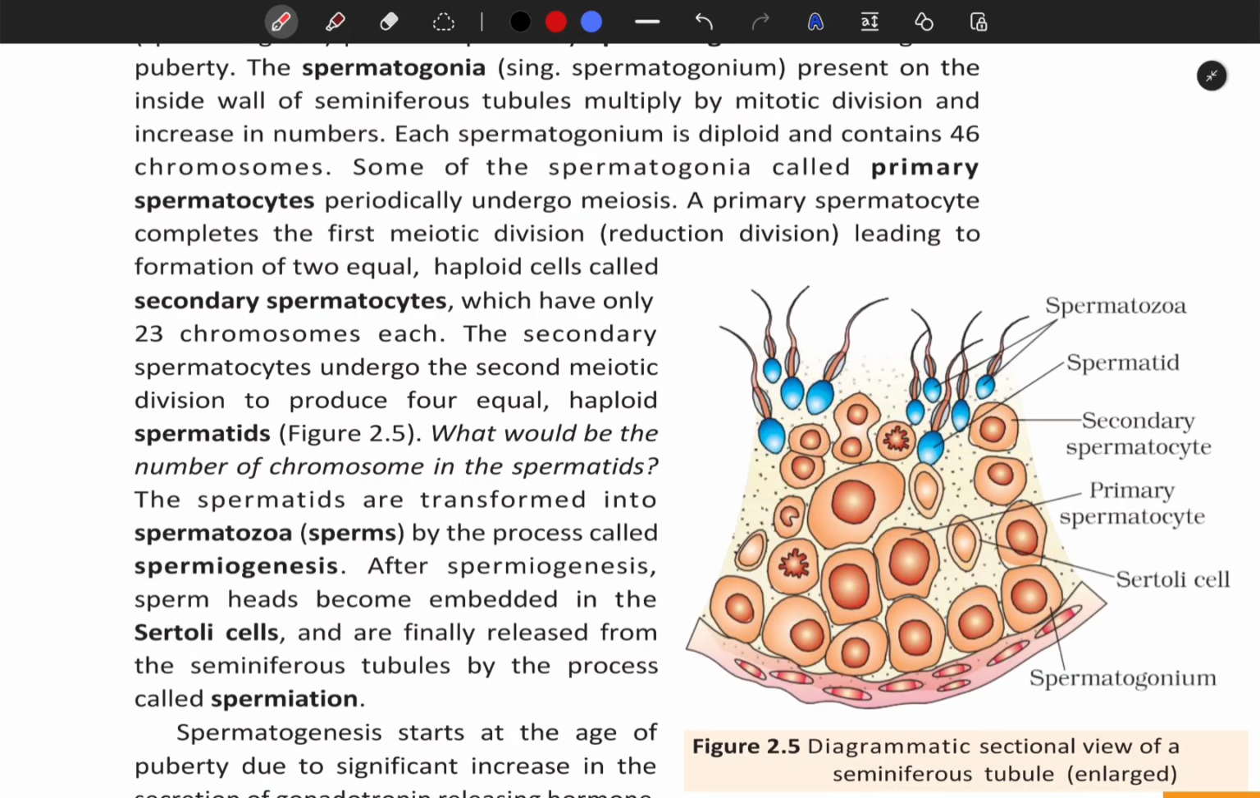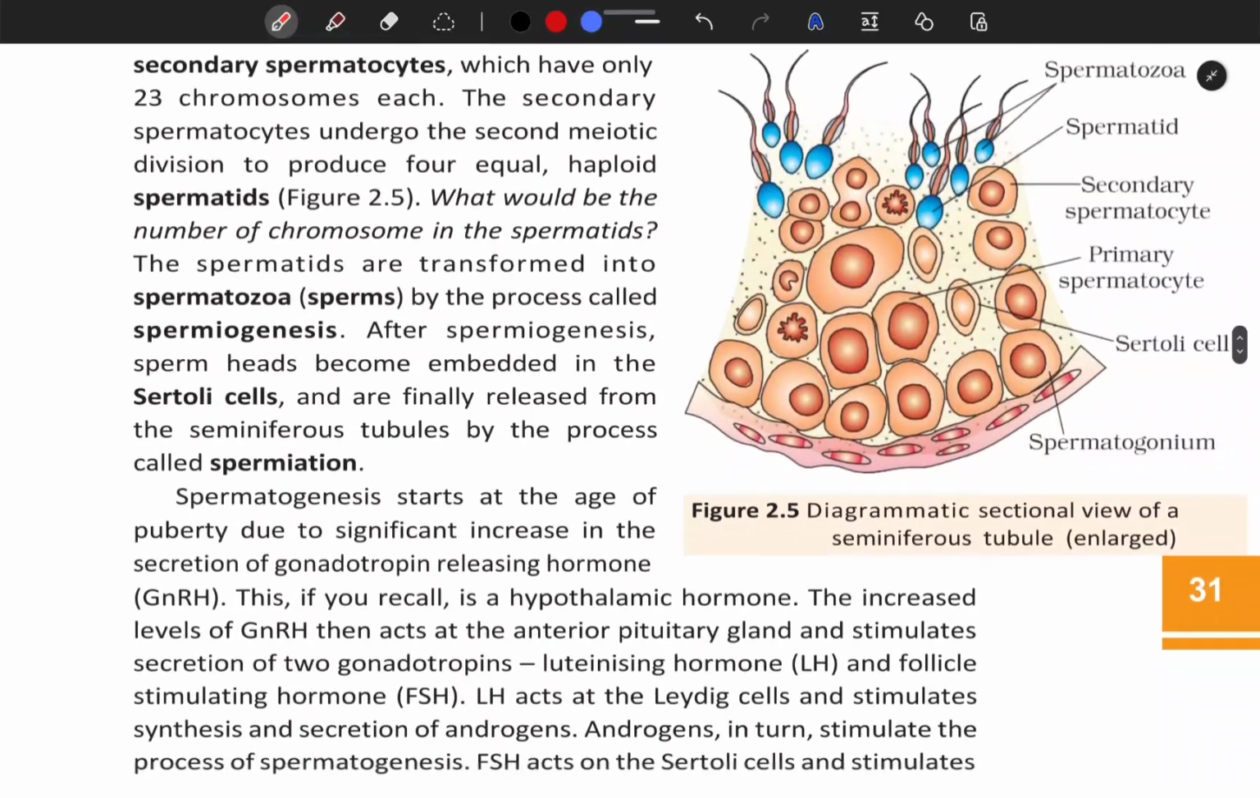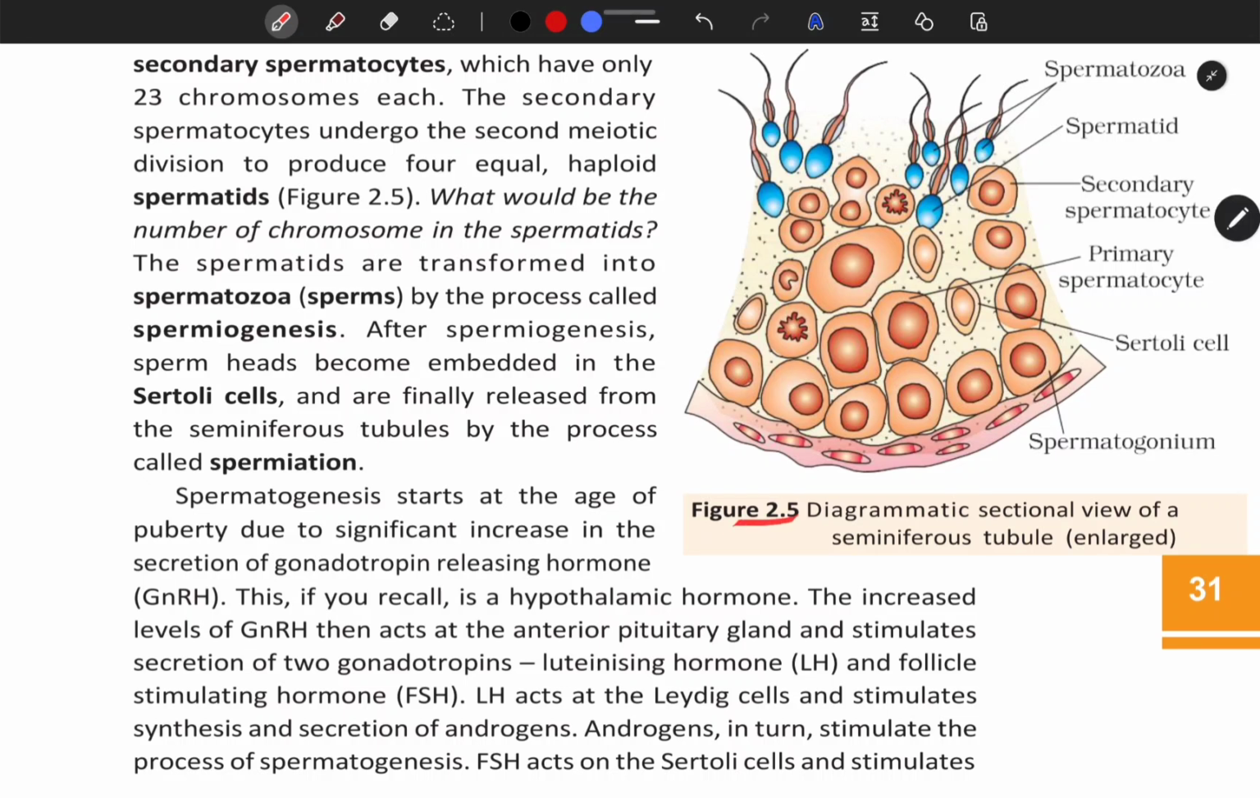What would be the number of chromosomes in the spermatids? The spermatids are transformed into spermatozoa, that is sperms, by the process called spermiogenesis. After spermiogenesis, sperm heads become embedded in the Sertoli cells and are finally released from the seminiferous tubules by the process called spermiation. Figure 2.5 is a diagrammatic representation of sectional view of seminiferous tubule.